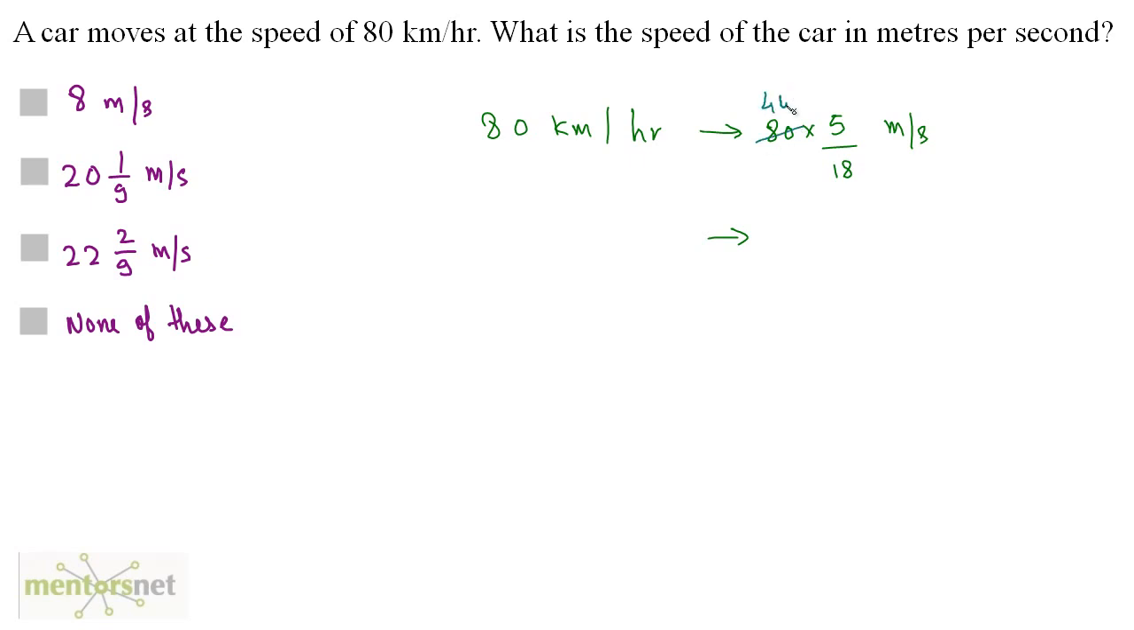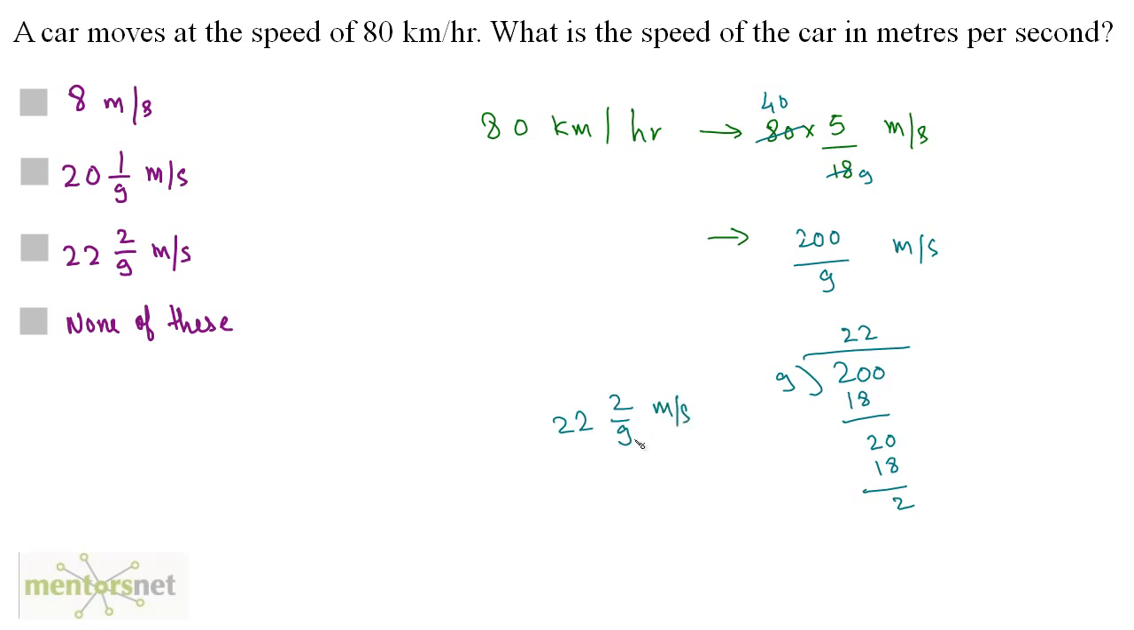2 times 40 is 80 and 2 times 9 is 18. So 40 times 5 is 200 by 9 meters per second. Now you'll have to solve it again. So you have 200 divided by 9. 9 2s are 18, 2 is the remainder. This 0 comes down. Again 9 2s are 18, 2 is the remainder. So this is actually 22 2 by 9 meters per second. So this is the speed. So the answer is option C.